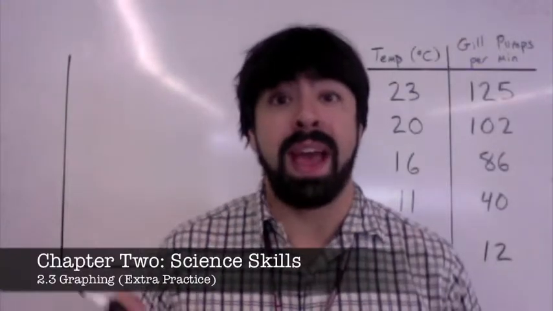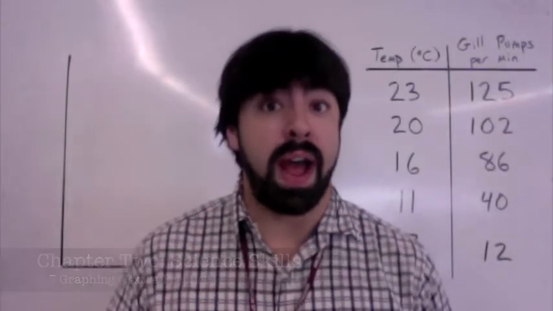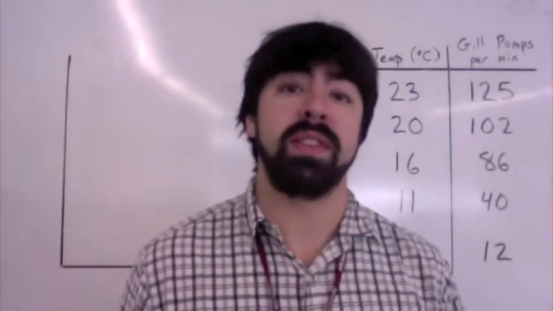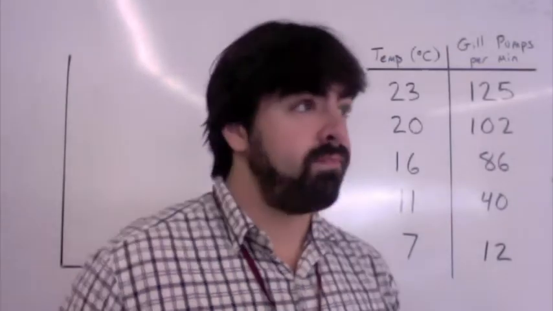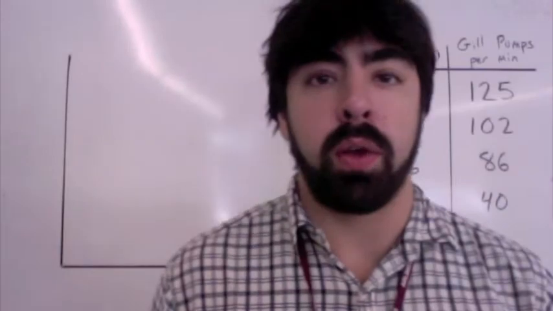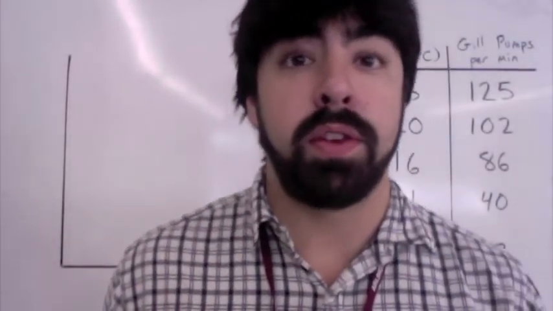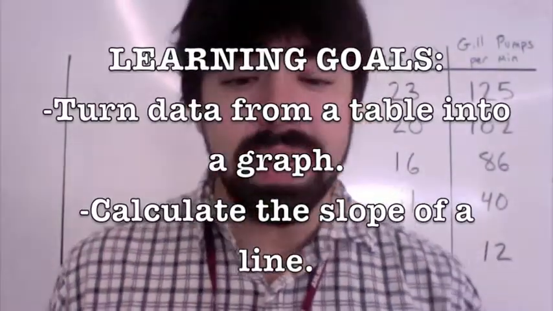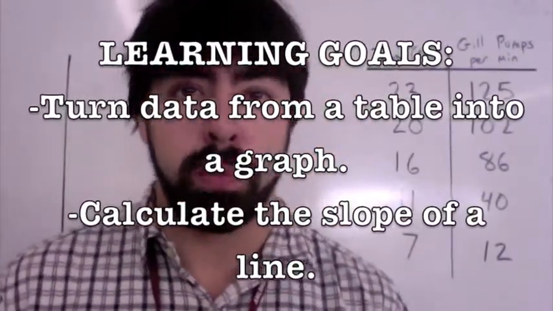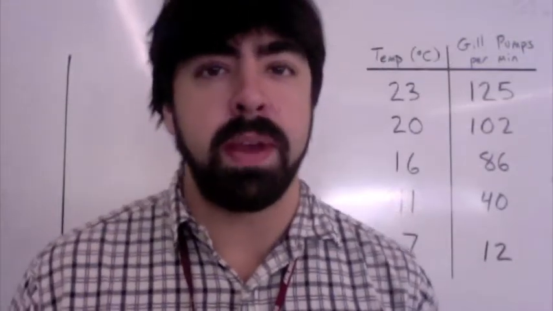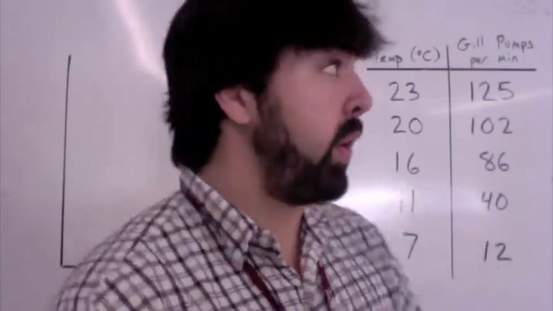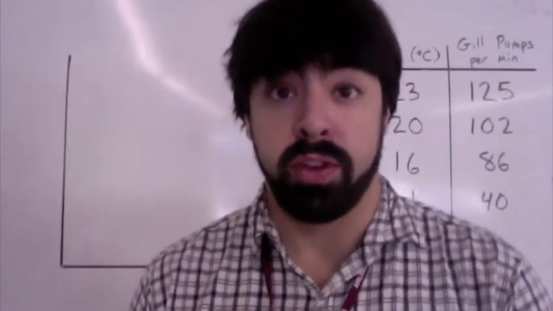In today's video, we're going to get some extra practice using graphing and taking data to help us create a visual representation of it to make it a lot easier for scientists to use. So, tonight you have a couple learning goals. They're going to pop up on the screen right now. The two are: turn data from a table into a graph, and calculate the slope of a line. We'll talk about what slope is in just a minute, but first we're just going to use this example. What you can see on the board is what we're going to turn into a graph.